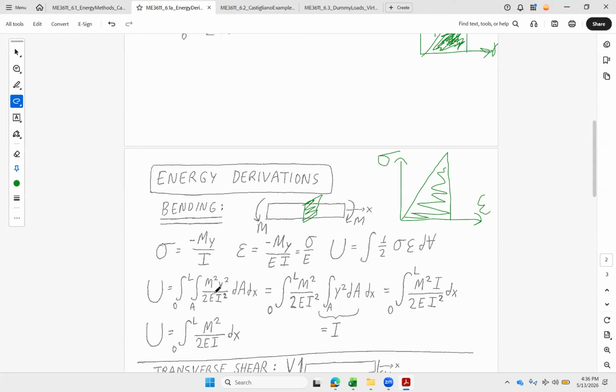And very rarely is this moment going to be constant, because usually it's caused by some transverse load. So M of x is going to have to stick around. We can still pull out the 1/2 in the EI, and we'll just have to integrate the function for the moment.